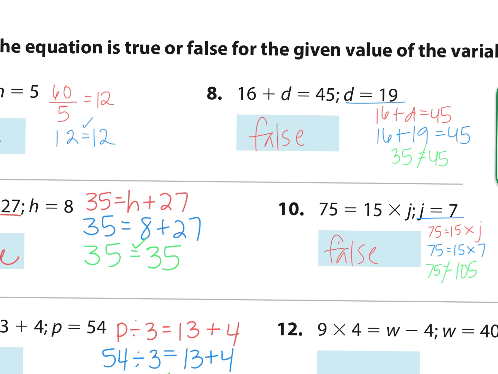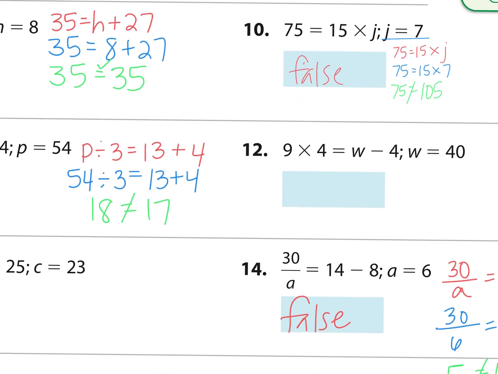Okay, moving down, number 12. Checking that one next. Okay, we start out by copying the equation. 9 times 4 equals w minus 4. So this is one where I have two different expressions on each side of the equal sign. So I'm going to plug in what I know. 9 times 4 equals 40 minus 4. And then when I solve it, what is 9 times 4? 36. And 40 minus 4 is also 36. So that one is true.